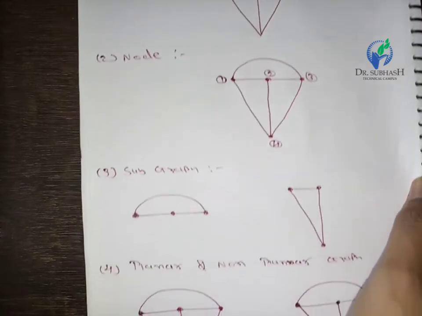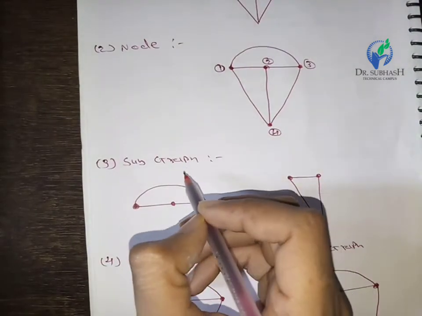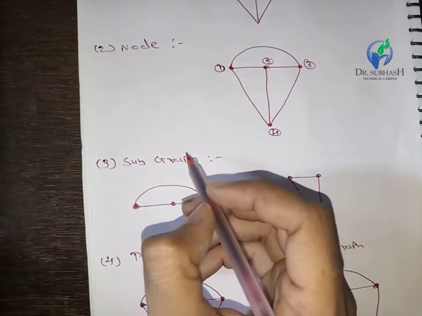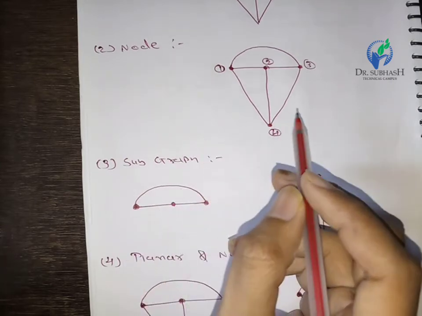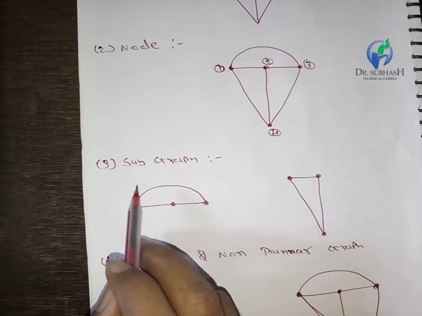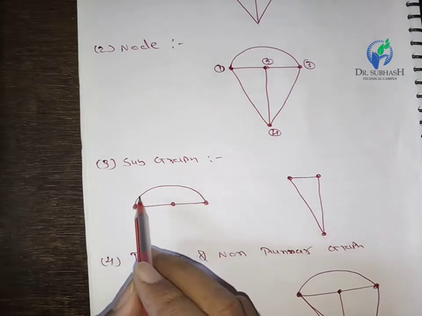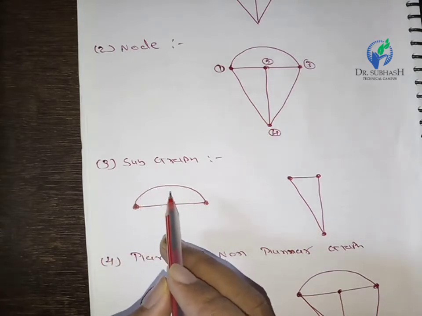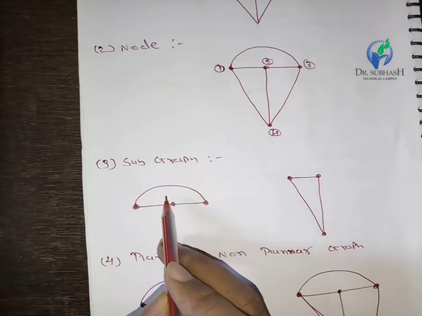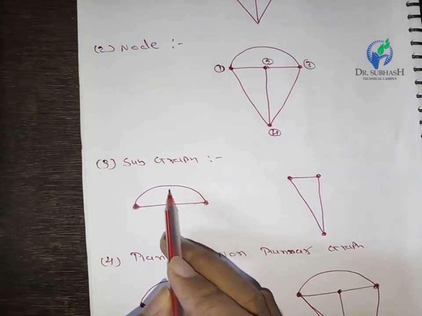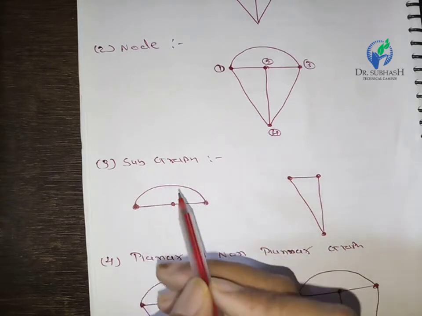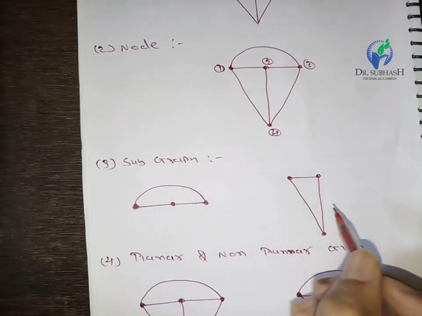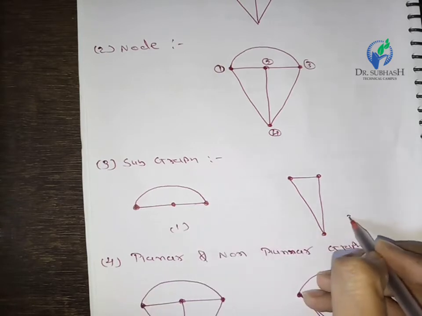Now the third point is subgraph. A subgraph is a subset of branches or nodes of a graph. A subgraph is said to be proper if it consists of strictly less than all the elements and nodes of the graph. Here the subgraphs are shown in figure number 1 and figure number 2.